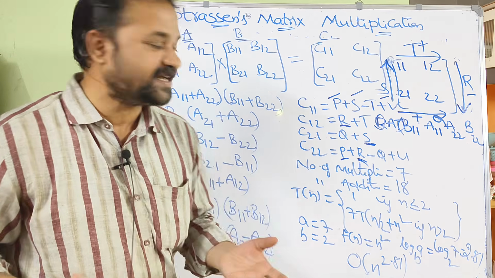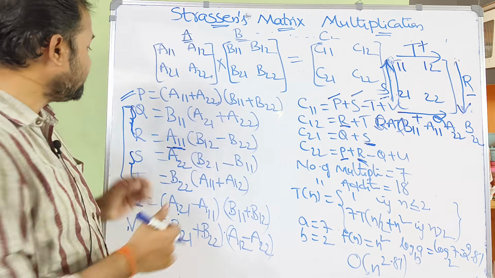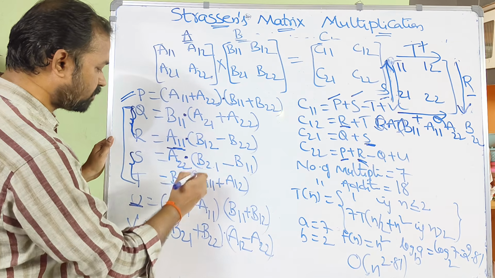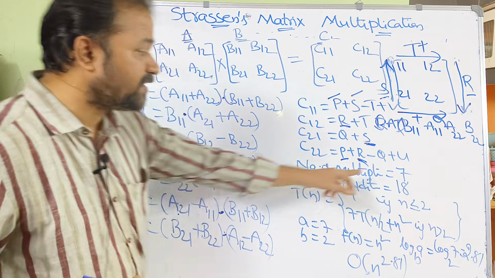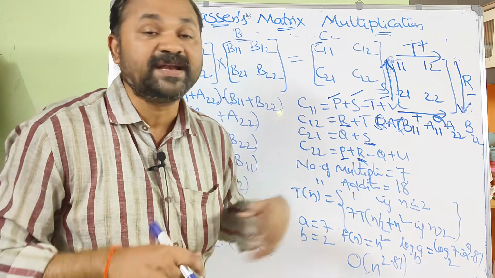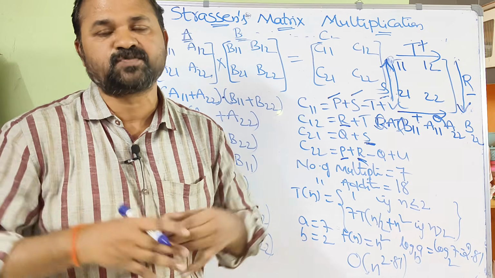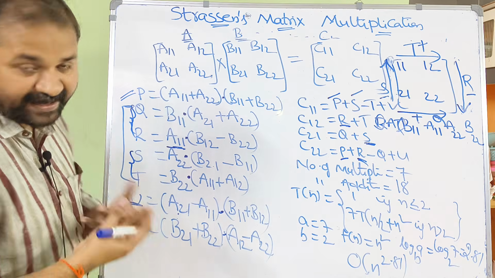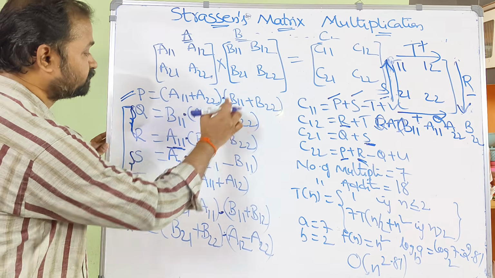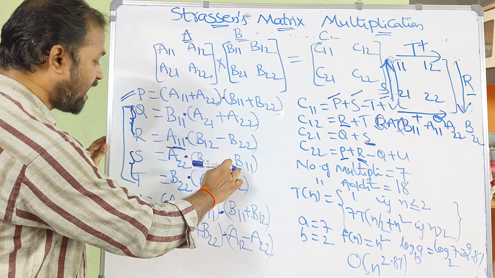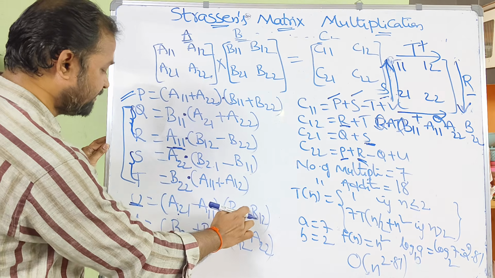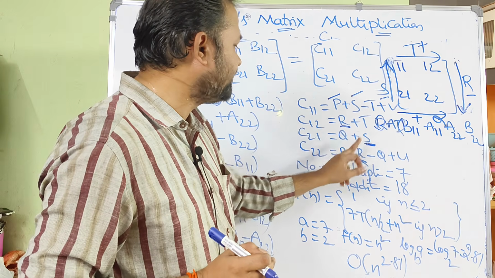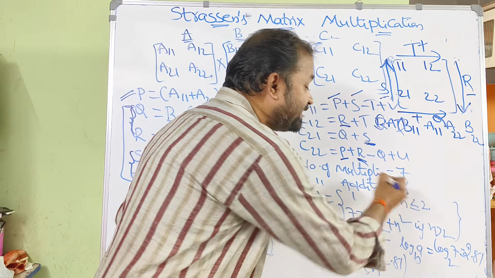Next let us see how many multiplications and how many additions are required. If you see here, so here we have 1 multiplication, 2 multiplications, 3, 4, 5, 6, 7. So totally 7 multiplications are required. Now let us see how many additions are required. Here additions and subtractions both are the same. Subtraction is nothing but addition of negative numbers. So let us see how many additions or subtractions are required. So 1, 2, 3, 4, 5, 6, 7, 8, 9, 10, 11, 12, 13, 14, 15, 16, 17, 18. So totally 18 additions are required.